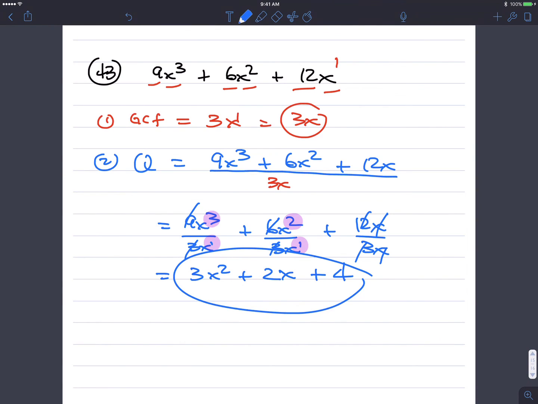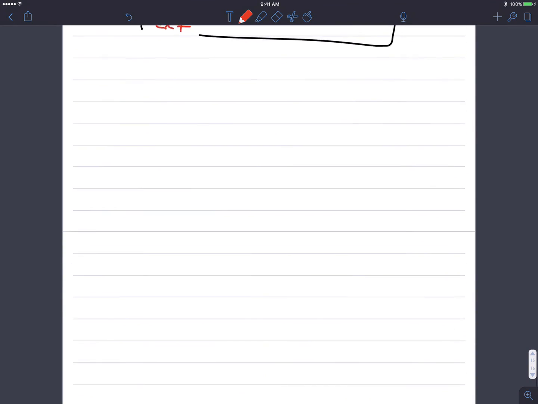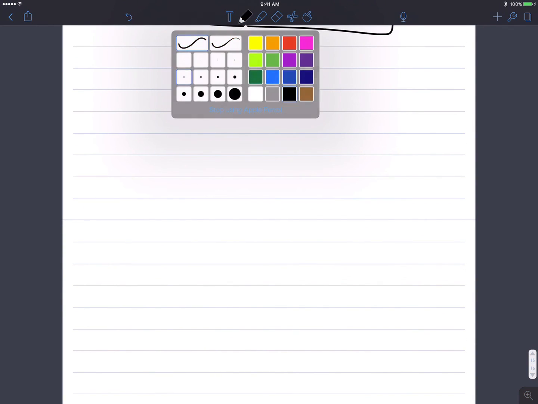12 divided by 3 is 4, and my x's cancel. This is my quotient, so our final answer is going to be 3x as the greatest common factor times 3x squared plus 2x plus 4. We factored out the greatest common factor. Okay, you guys okay with that? We have time.